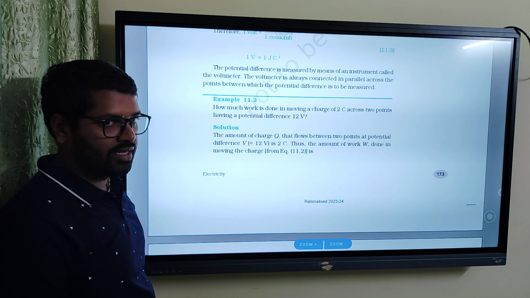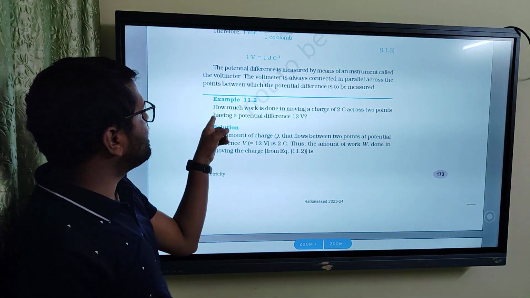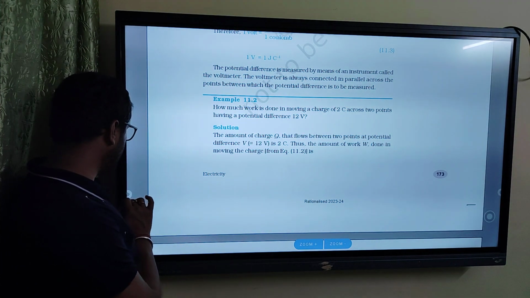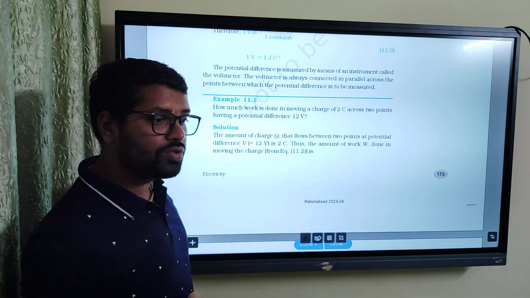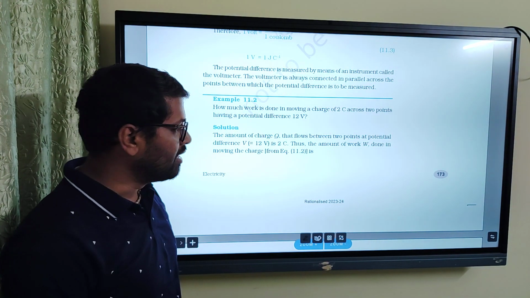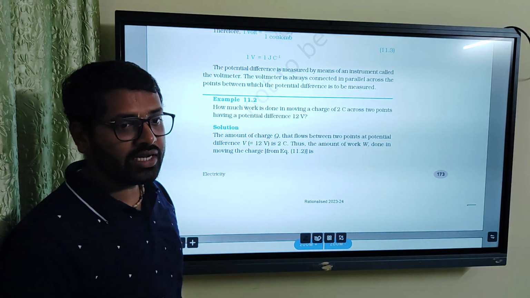Charge is given. How much? 2 coulomb, across 2 points having a potential difference of 12 volt. Now in physics, any numericals you do, 11th, 12th, 9th, 10th, you should first write the given data. You read the question nicely, write the given data, write the formula, and you'll get the answer without any confusion.